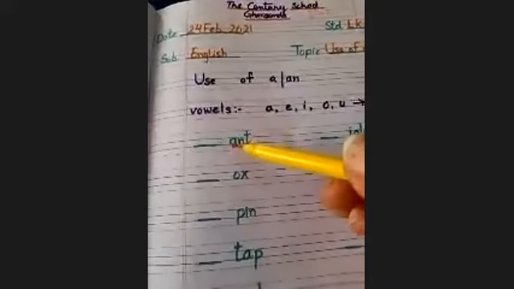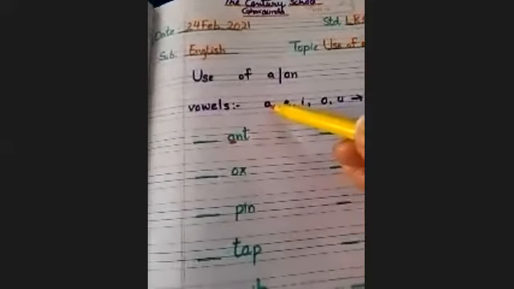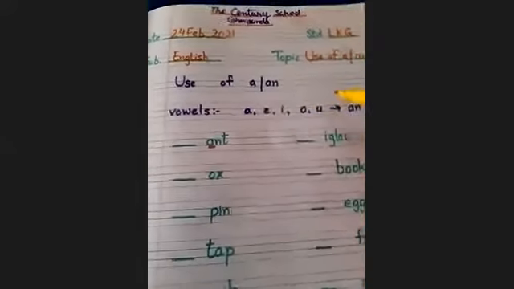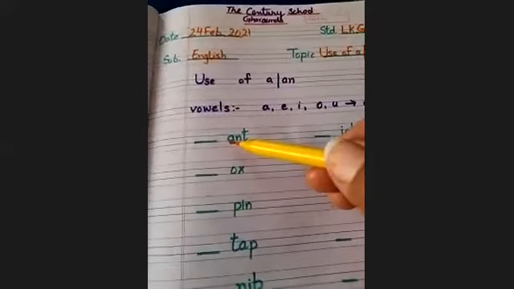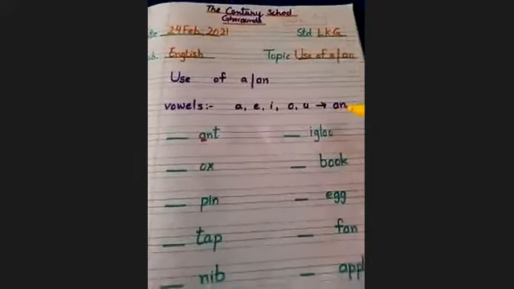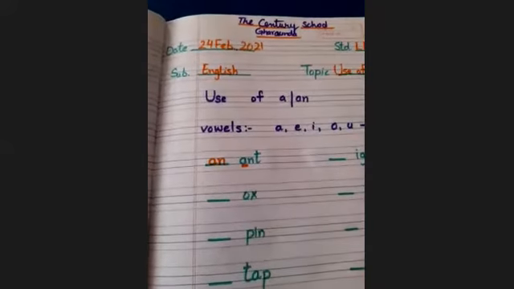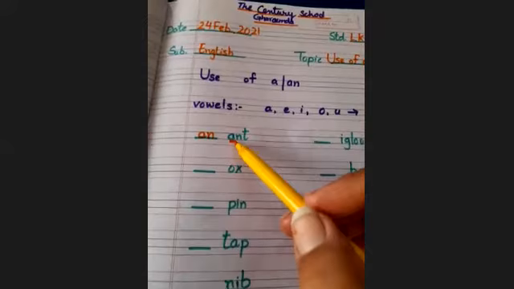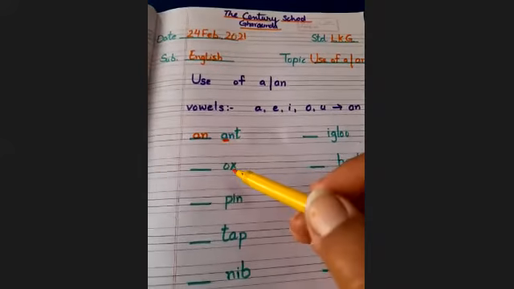First of all, the first word, A. Now see, is this A a vowel or not? Yes, this is a vowel. We use A and N with this vowel. A is a vowel, so we use A and N. Okay, we will write here A and N. Okay, students.